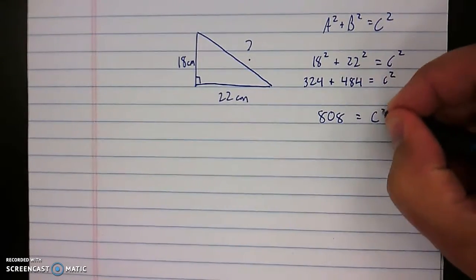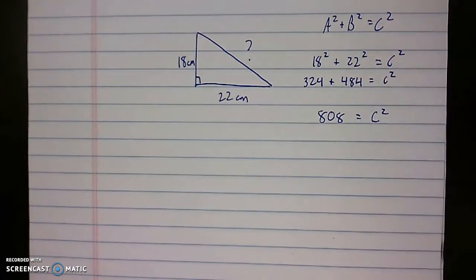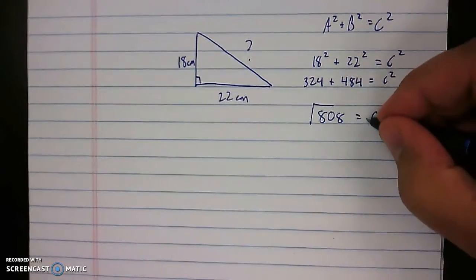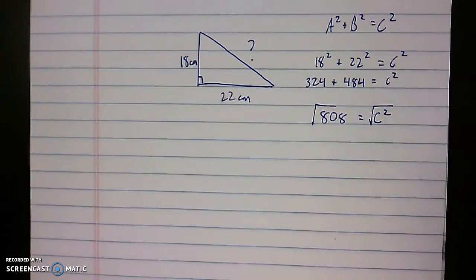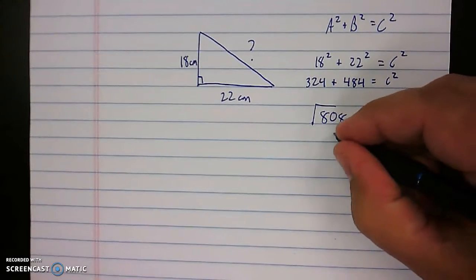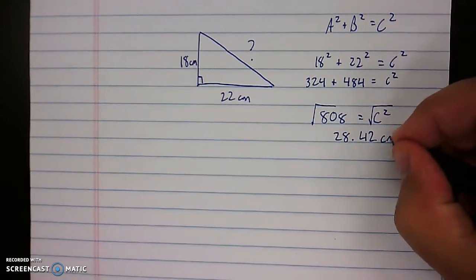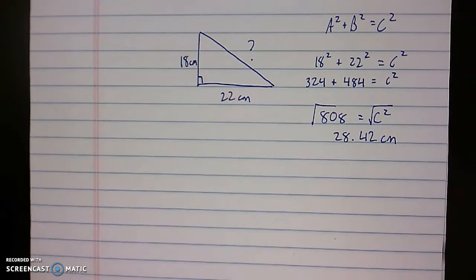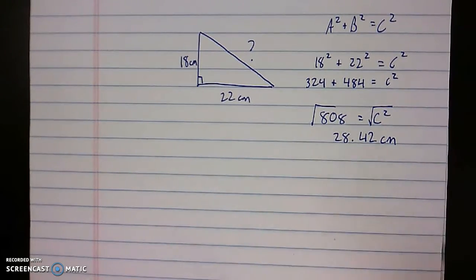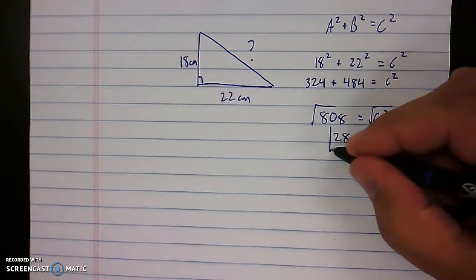equals c squared. And to solve for c by itself, because right now we have it as c squared, we don't want the square of the final answer, we want the final answer. So we're going to take the square root of both sides. So the square root of 808 is going to be 28.42 centimeters. Now, your teacher may be a bit of a stickler with what are called significant digits, or how many points after the decimal you fill out. I have a tendency just to stick with 2, so that's going to be my final answer.